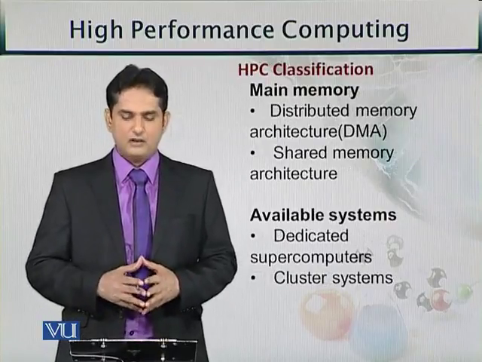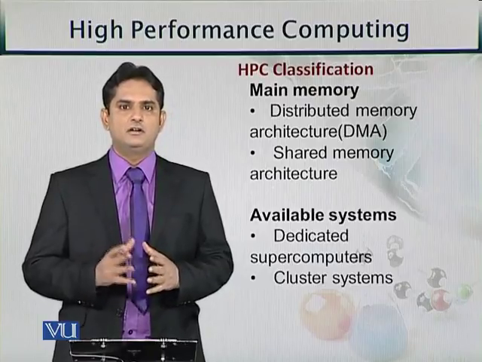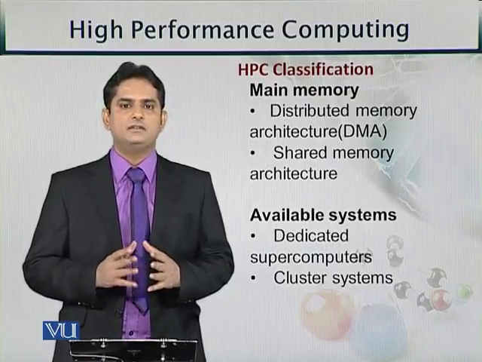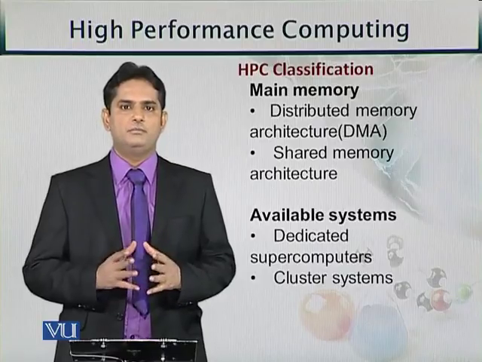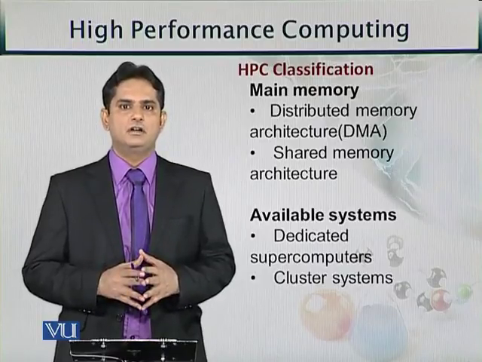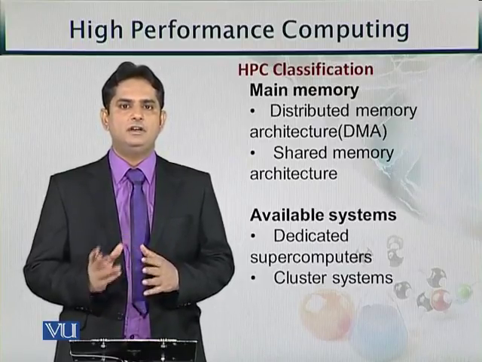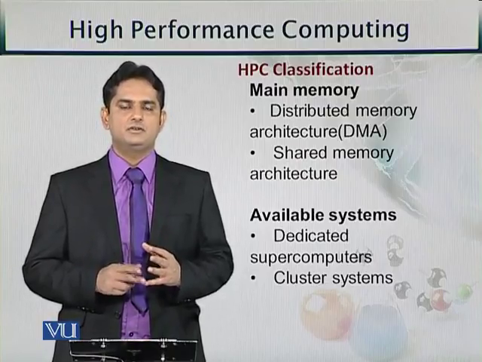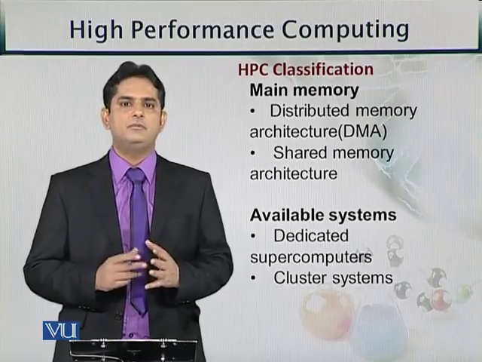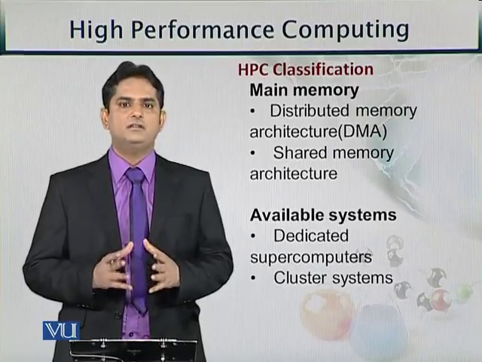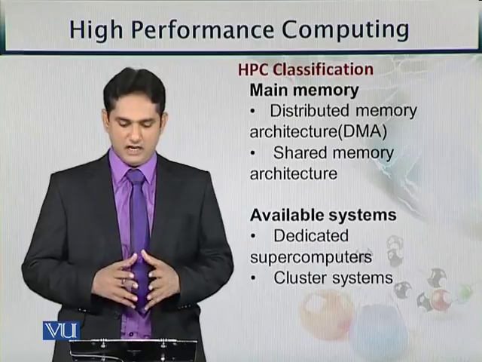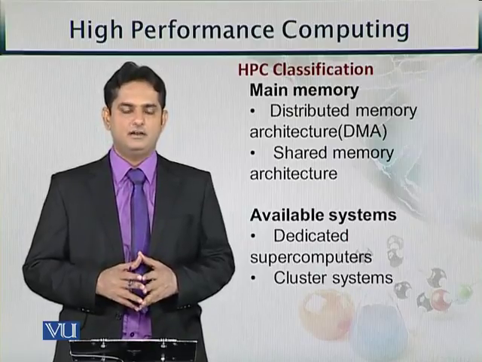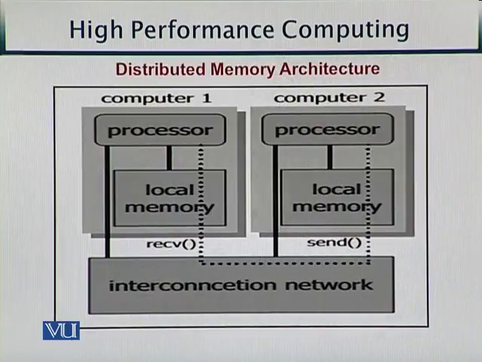Moving on, when we talk about high performance computing classification, that classification can be done based on memory requirements. Using memory, there can be three different categories, which are distributed memory architecture, shared memory architecture, or hybrid memory architecture. Now what are these three different architectures? I will start from distributed memory architecture, which is shown by this figure.